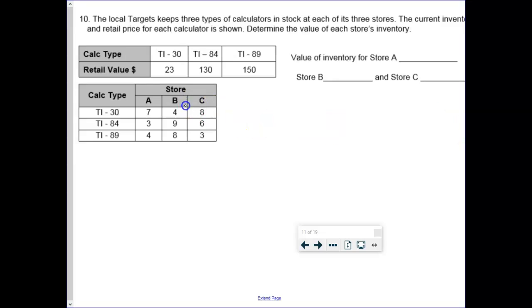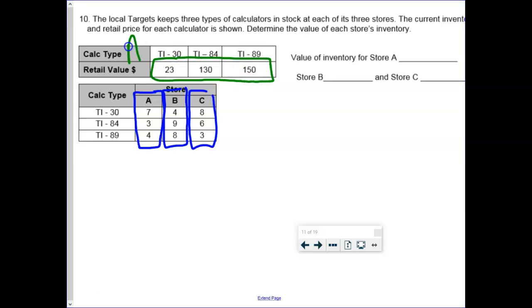So let's talk about what we're trying to do here. We have the dollar amount for each type of calculator given in this matrix, and then we have how many of each of those calculators are at each of the stores. So I need this data all to kind of stay together. So I need these to stay in terms of columns, and I need this to stay as a row. So I'm going to call this matrix A, and I'm going to call this matrix B.